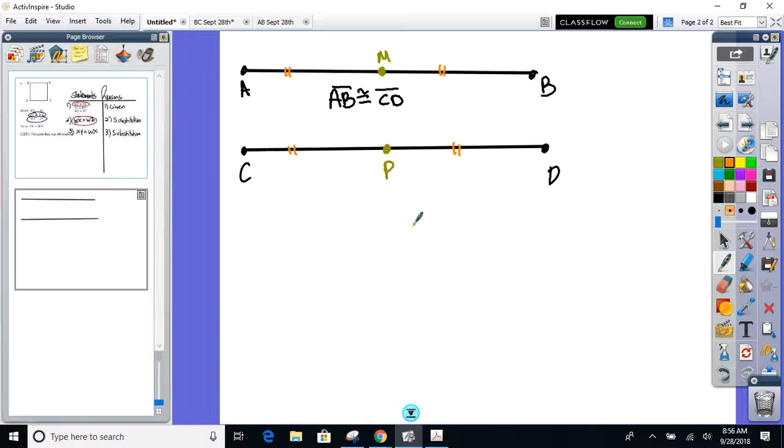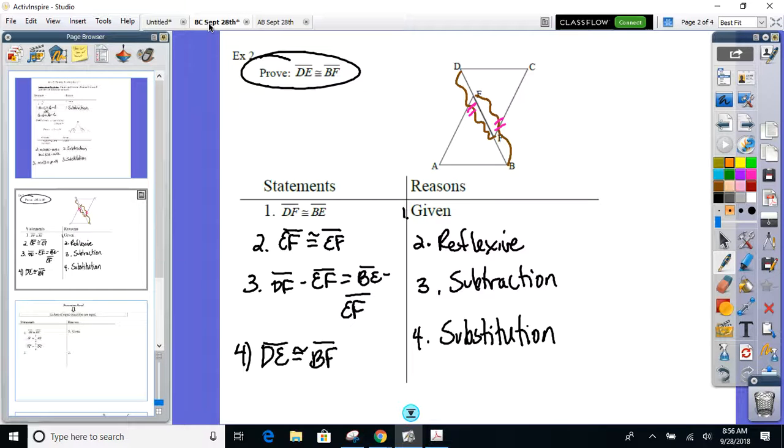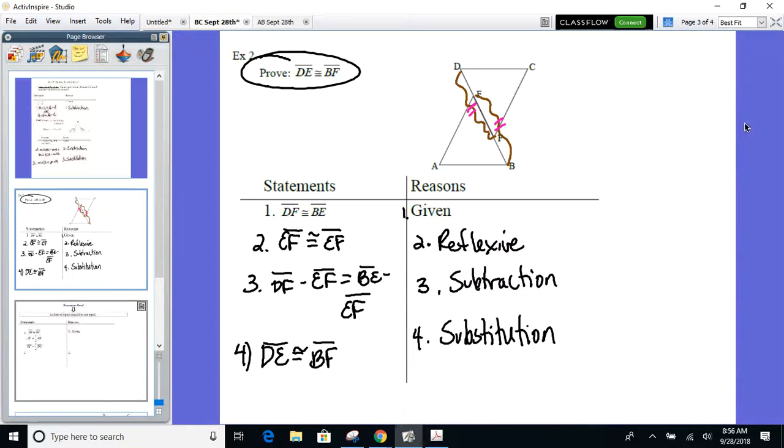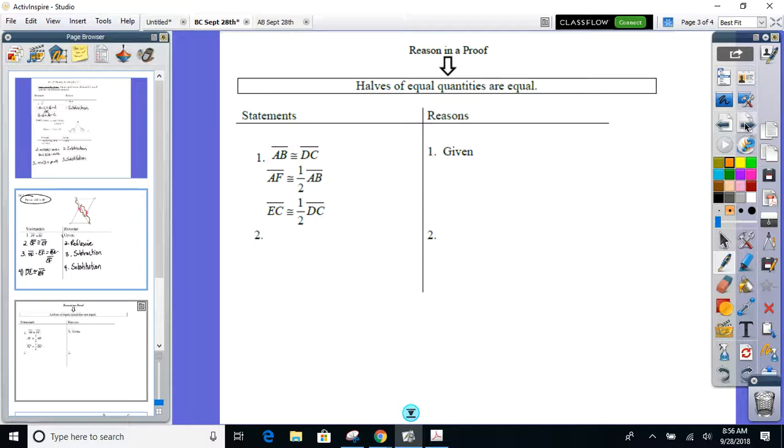Let's get into this first proof. Okay, there's my new one. Halves of equal quantities are equal. Right off the bat, this is very similar to what I just showed you. AB and DC are equal. You don't need a diagram for this one. AB and DC are congruent to each other. I took half of AB and I called it AF, and I took half of DC and called it EC.